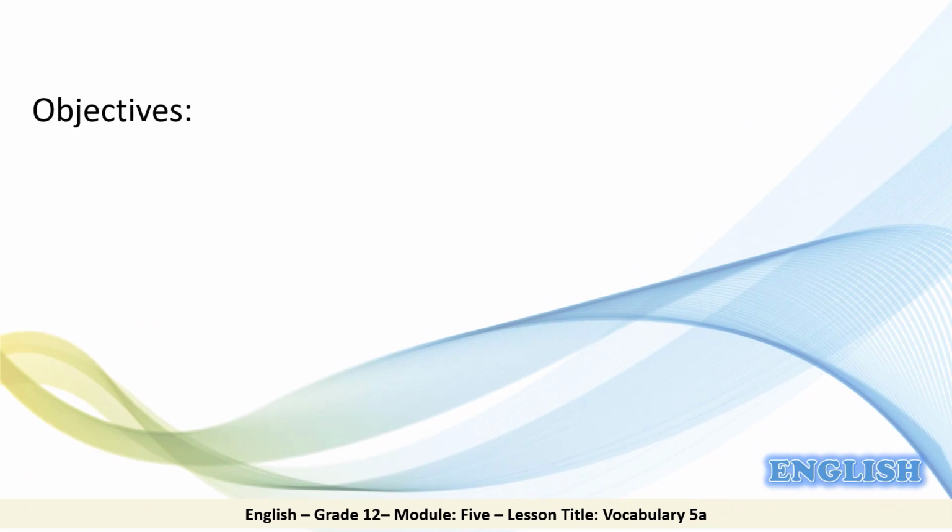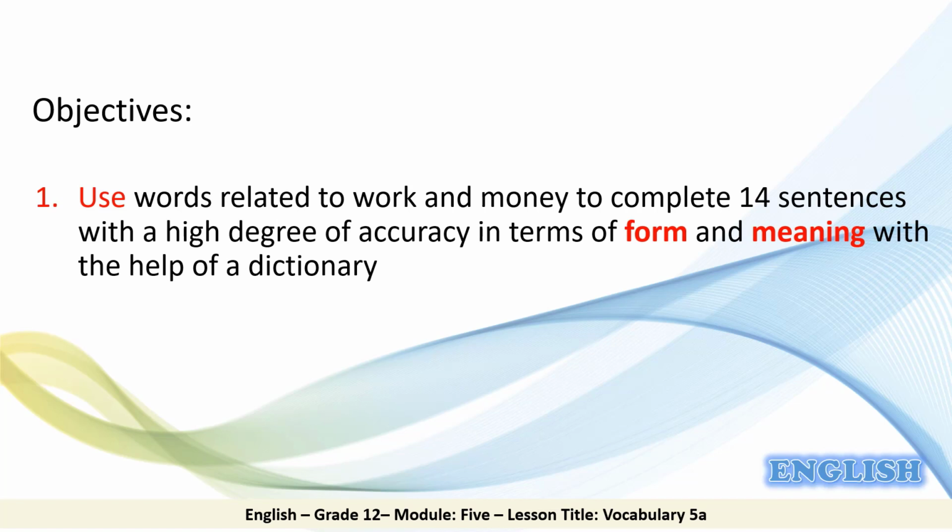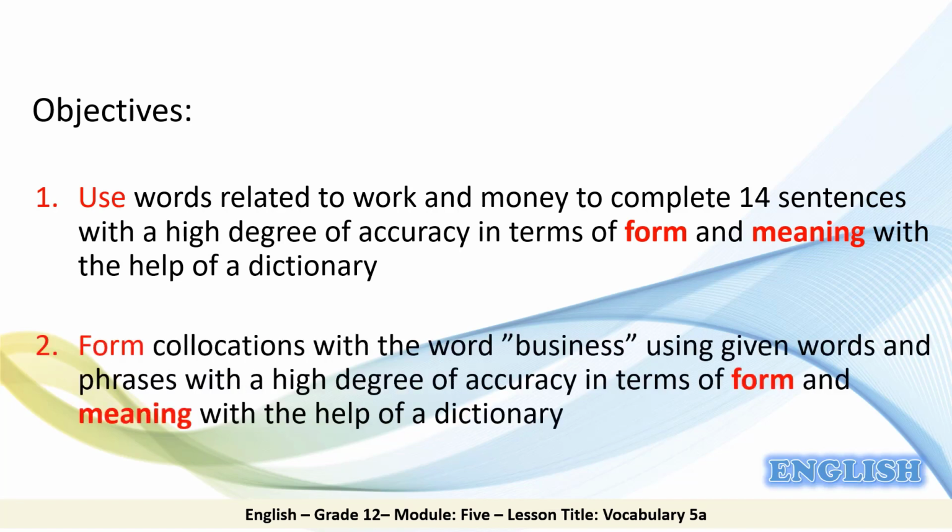First, let's have a look at the learning objectives. By the end of today's video lesson, you will be able to, first, use words related to work and money to complete 14 sentences with a high degree of accuracy in terms of form and meaning with the help of a dictionary. Second, form collocations with the word business using given words and phrases with a high degree of accuracy in terms of form and meaning with the help of a dictionary.